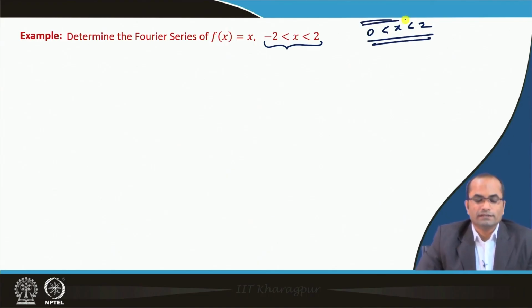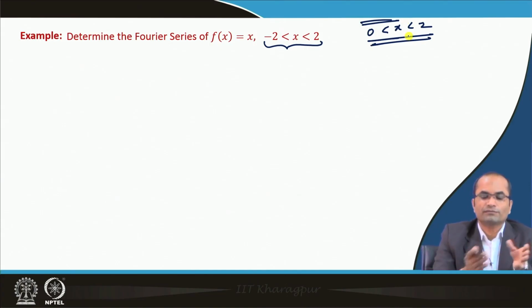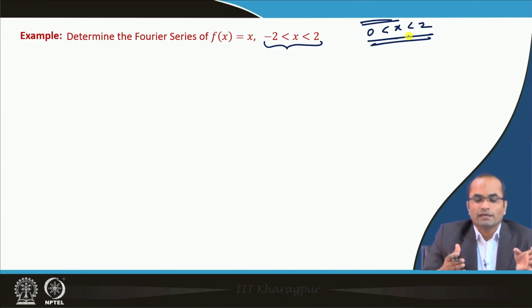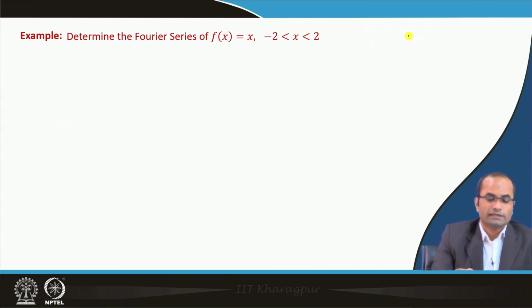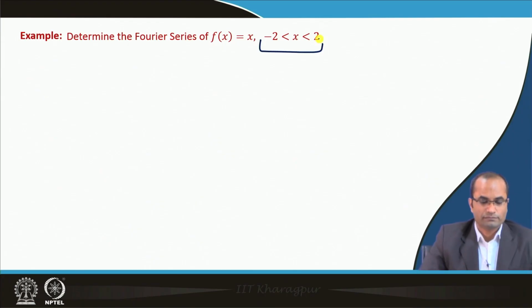So, when we take this interval 0 to 2, in the next lecture our aim will be to write down its sine series or cosine series by extending the function from -2 to 0. If we make that extension from -2 to 0 as an even extension, then we will have a cosine series, and if we extend that function from -2 to 0 as an odd function, then we will have only a sine series.